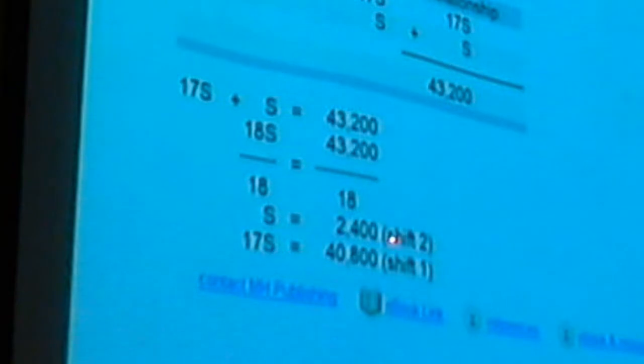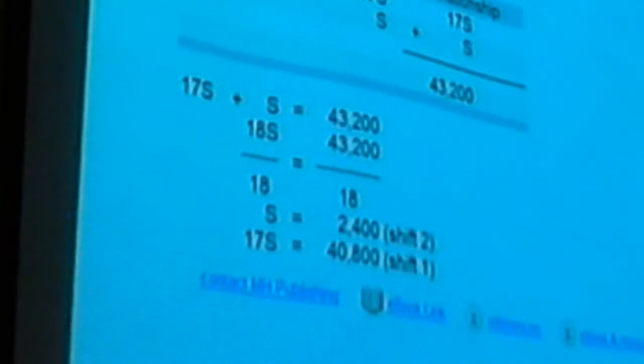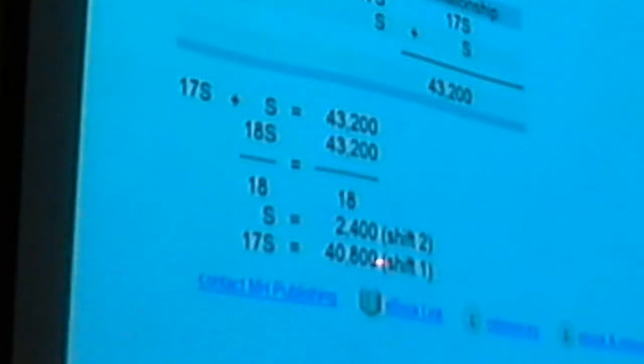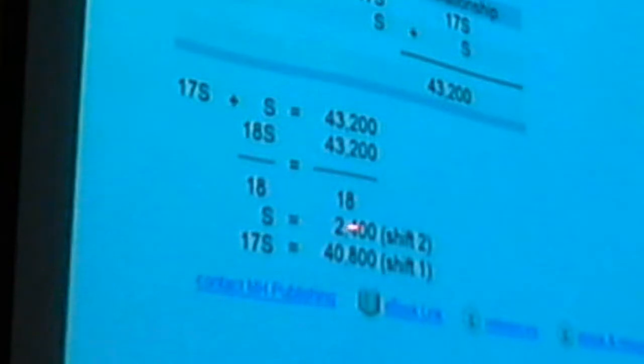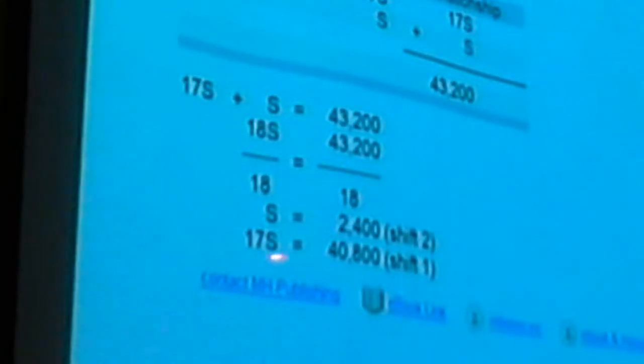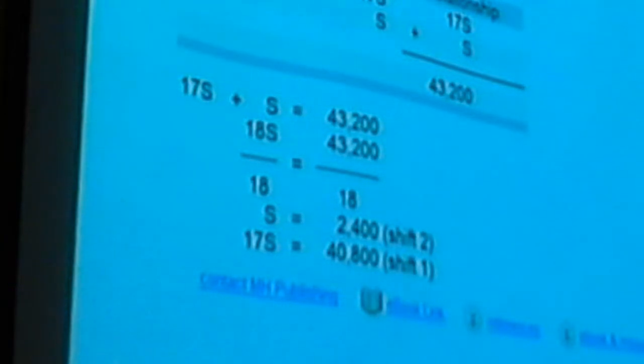Now that is just for shift 2. It represents the value of S times 1, or 1S. We want to find out the production for the other shift. So just like in the previous problem, we take the value of 1 times S and plug it into 17 times S. Shift 1 is much higher.